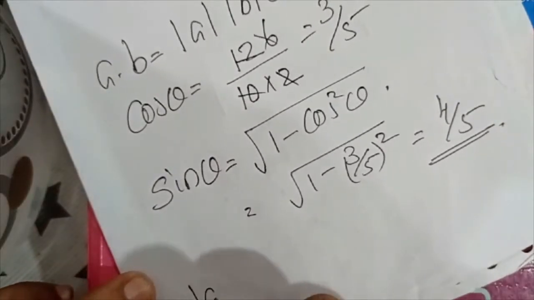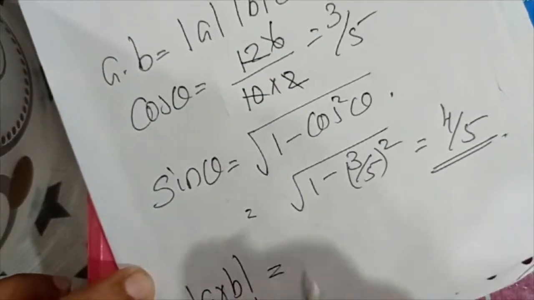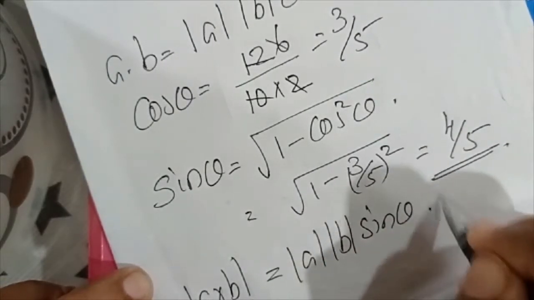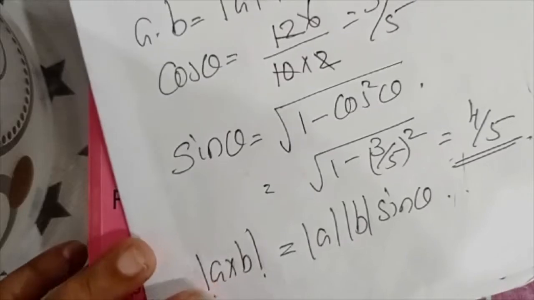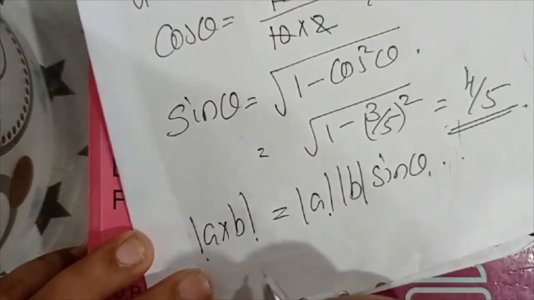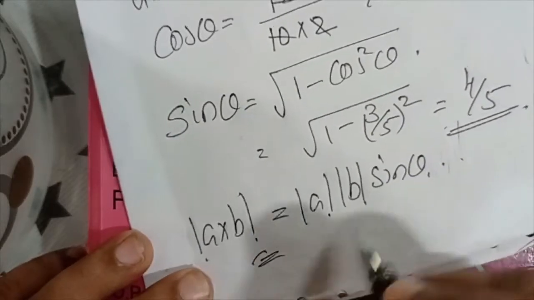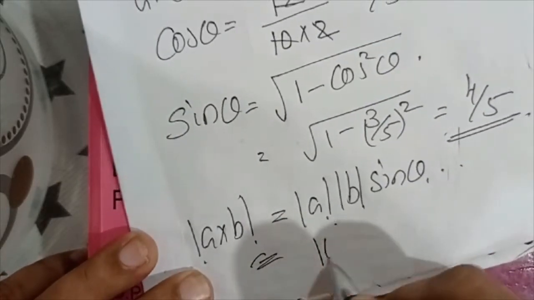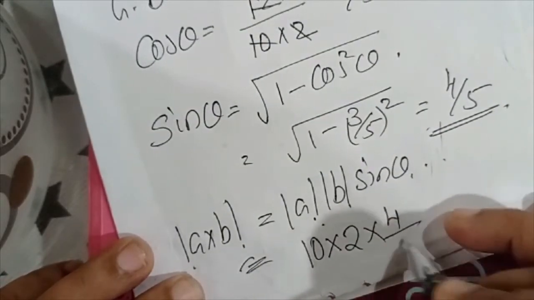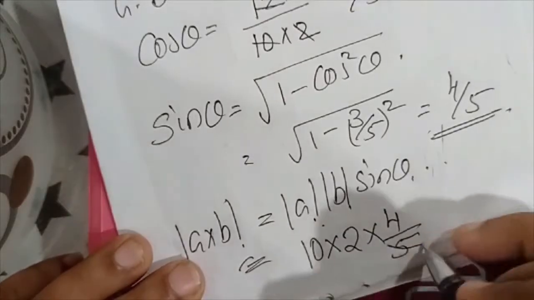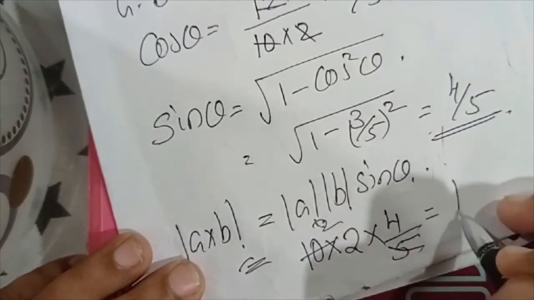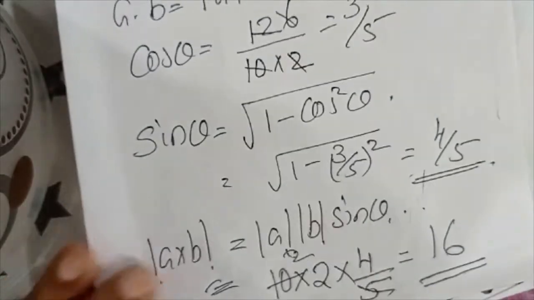Then, what is the mod A cross B formula? Mod A cross B is mod A mod B sin theta into modulus of vector n, which is 1. Therefore, the formula changes to mod A mod B sin theta. Mod A is given in the question as 10, into mod B given as 2, into sin theta which is 4 by 5. 5 and 10 cancel, giving 2. 2 twos are 4, 4 fours are 16. That is the final answer.